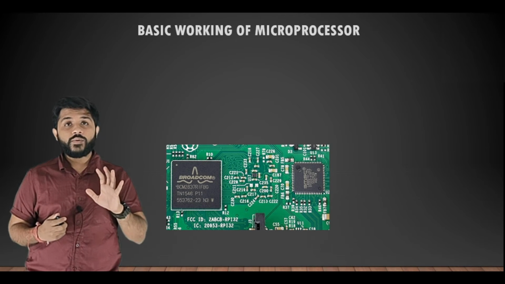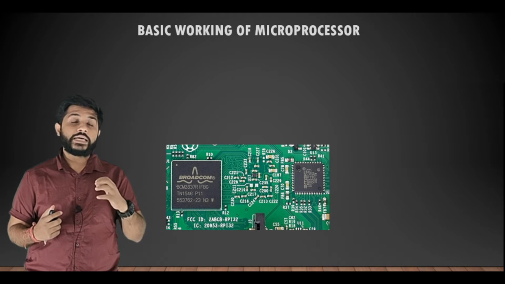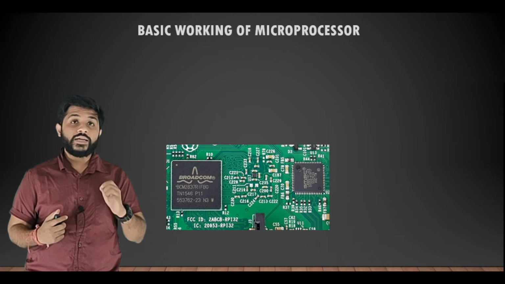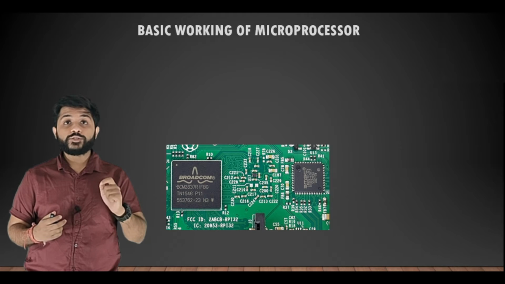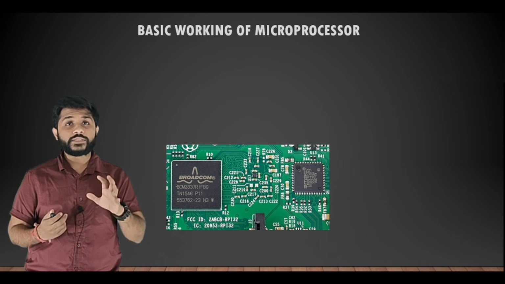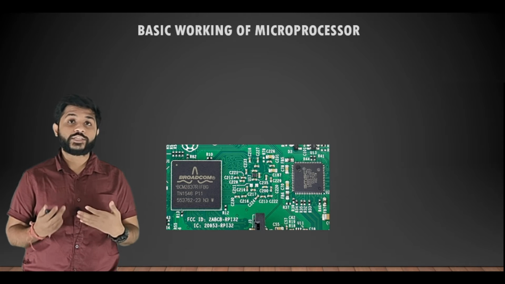But this is a very basic thing. We are going to see what steps are done by the microprocessor when it does a particular process, let's say instruction fetch. What steps are done when the microprocessor is doing instruction decoding, and what steps are performed by the microprocessor when it is doing the execution.